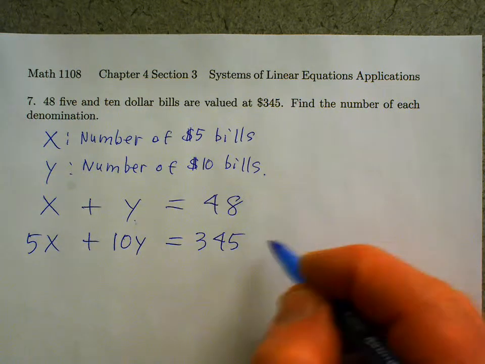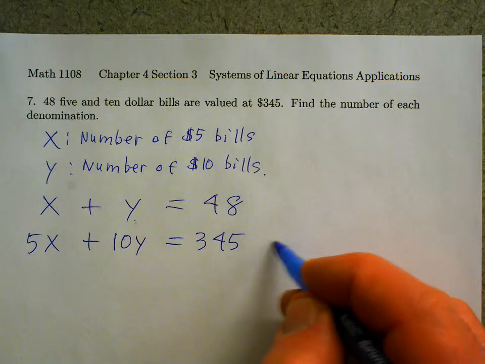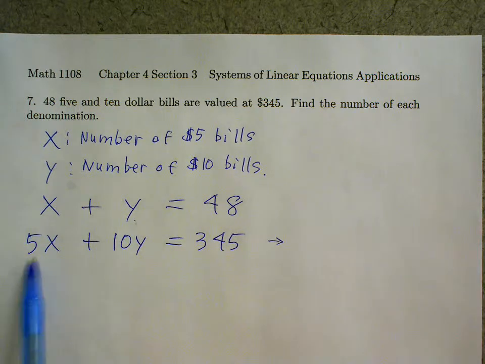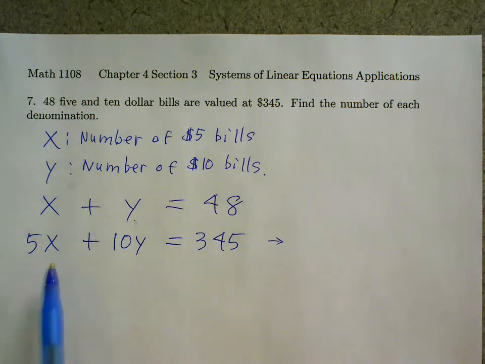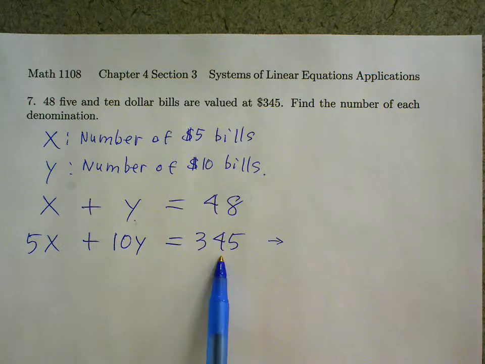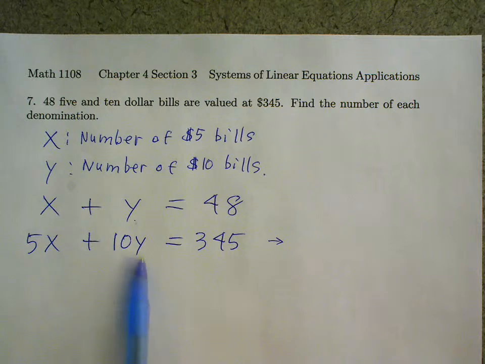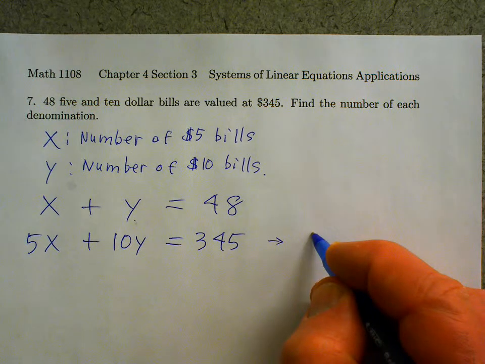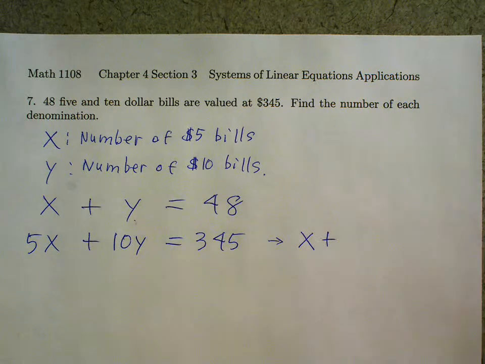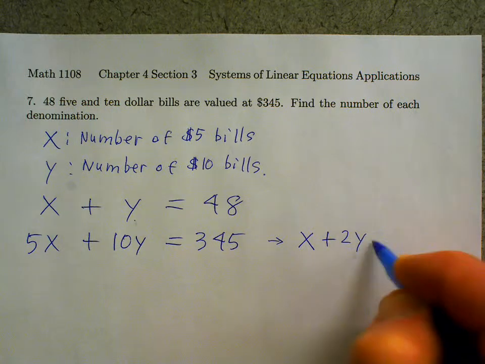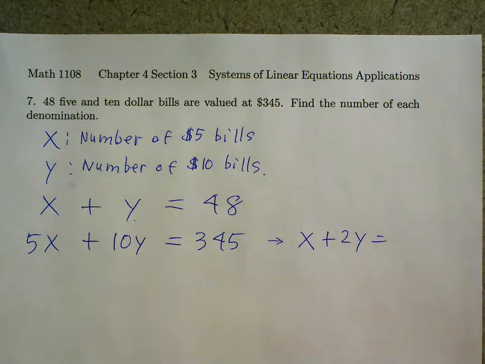So we'll end on this one, but just a note, notice that we can get a simpler equation if we divide every term on both sides of this by 5. So the numbers will be pared down a little bit and consequently easier to work with, perhaps. If you divide every term on both sides by 5, we get 5x divided by 5 is x, 10y divided by 5 is 2y, and 345 divided by 5 is 69.